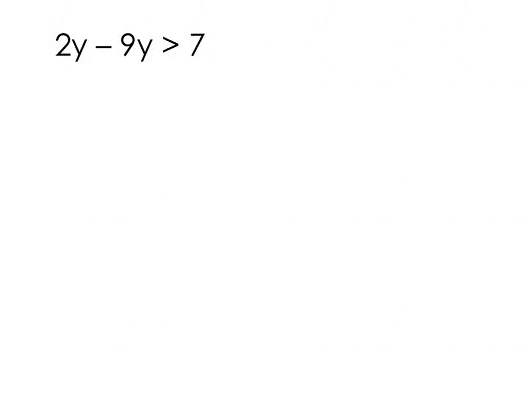Let's solve this inequality. 2y minus 9y, combining like terms, minus 7y is greater than 7. Divide both sides by a negative 7. Remember, when you multiply or divide by a negative, you reverse the direction of the inequality. So y is less than 1.